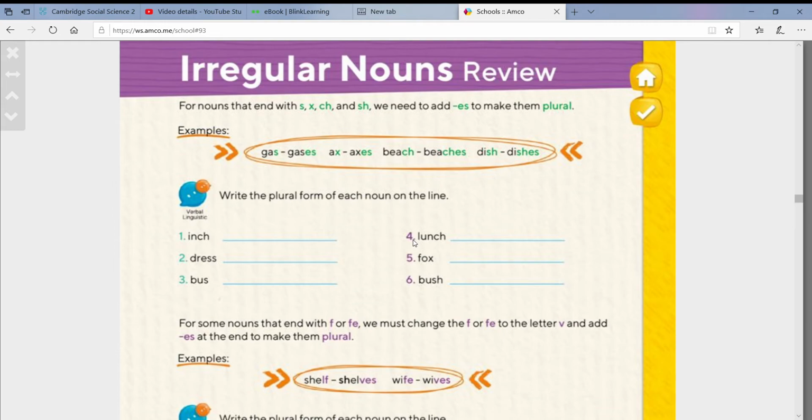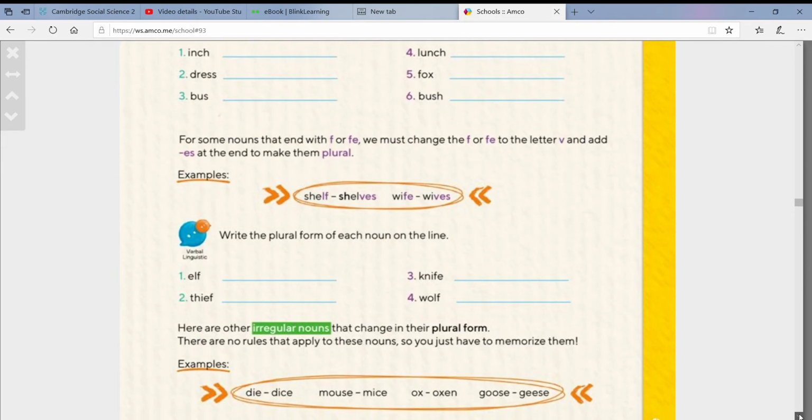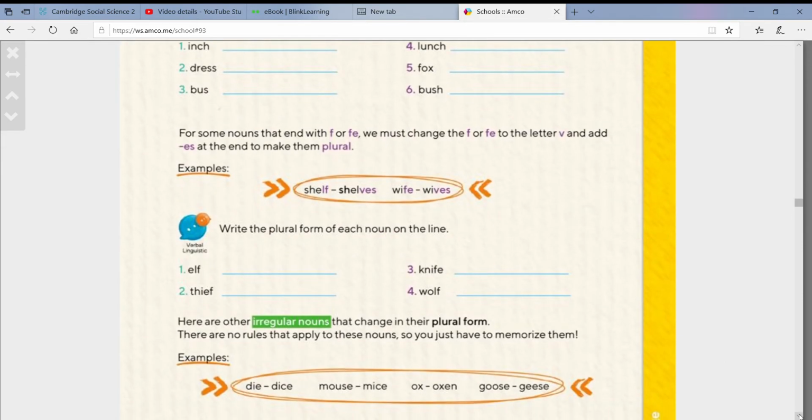The same, number 4, lunch. With a C and a H, what do we need to write? The E and the S. Fox, fox, the last letter is an X, so we need to write an E and an S. And number 6, bush, bush, it has the sh, the S and the H, so we need to add the S. Very good. Now, let's have a look at another rule.